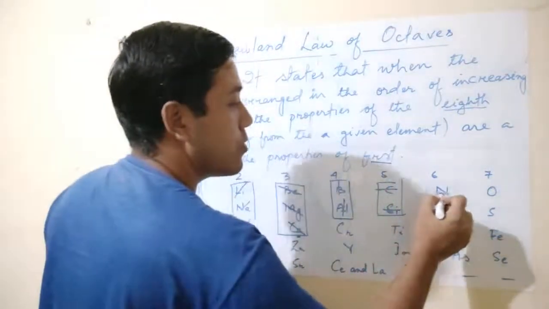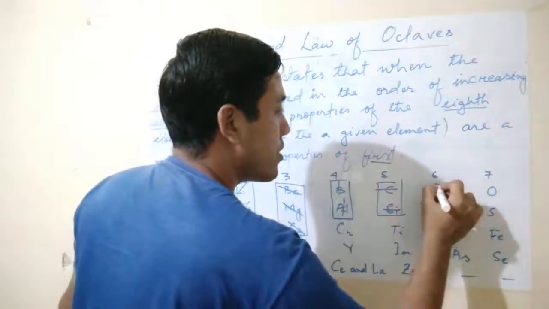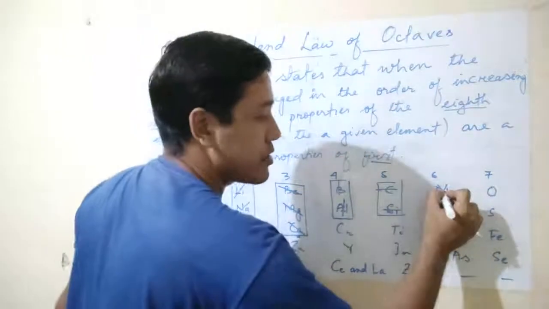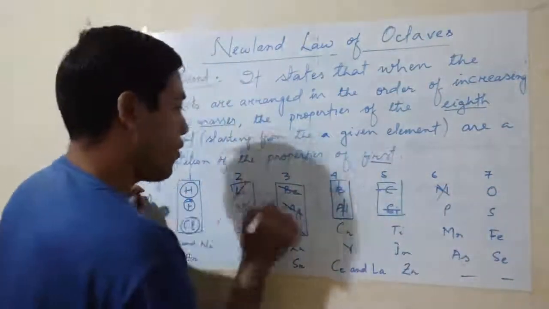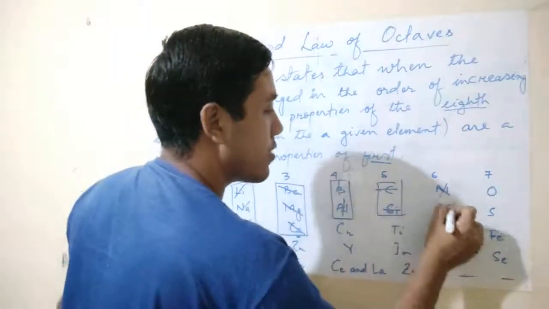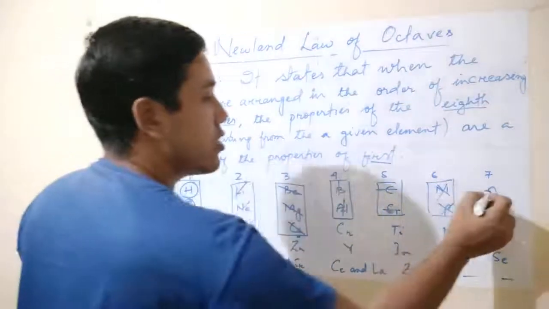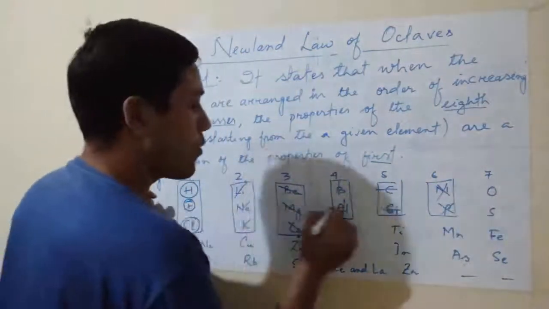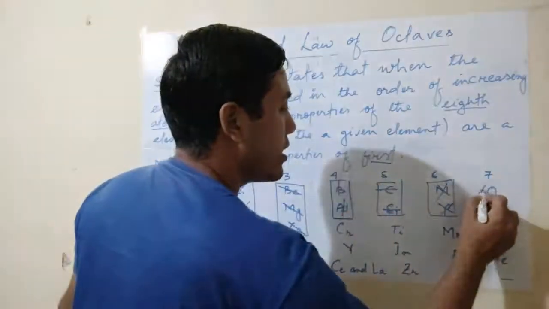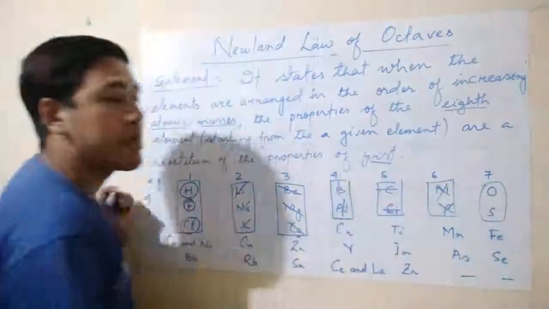Next, nitrogen: 1, 2, 3, 4, 5, 6, 7, 8. Okay, and these two will have the same chemical property. Next, last: 1, 2, 3, 4, 5, 6, 7, 8. Okay, these two will have the same chemical properties.